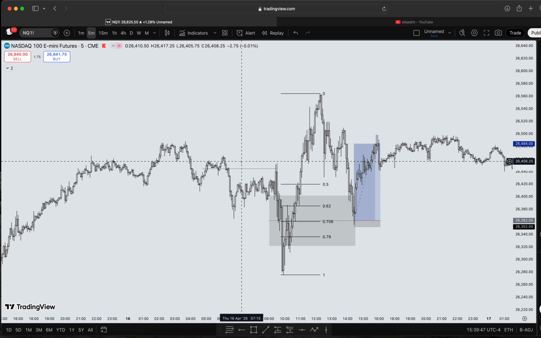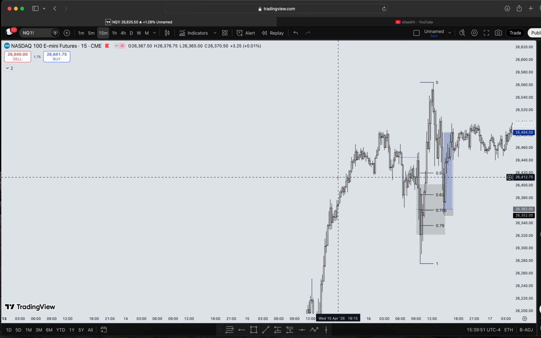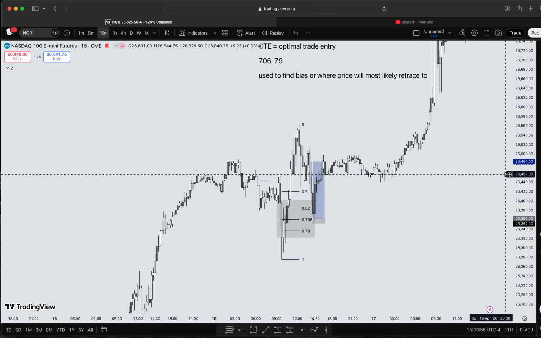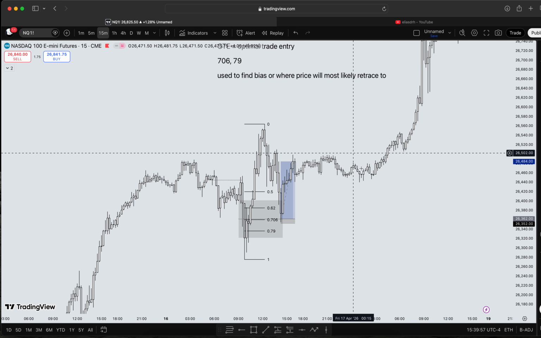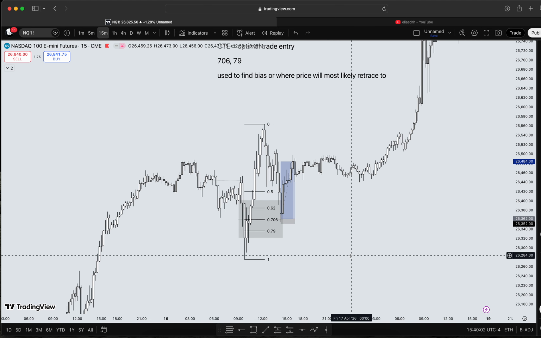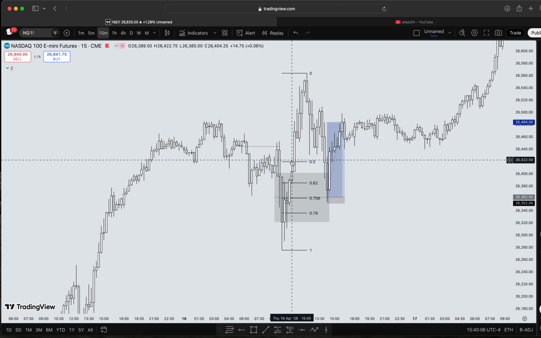So, how do we find this? I went on the 50-minute, right? And you anchor this fib tool from a swing low to a swing high, or from a swing high to a swing low. Very simple. Let me show you.